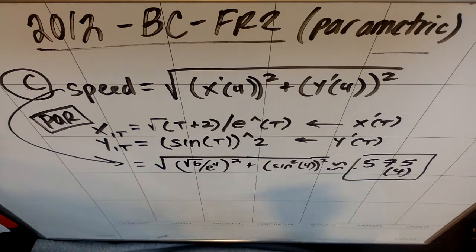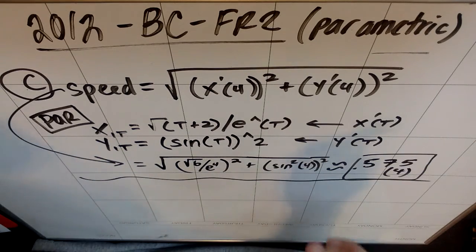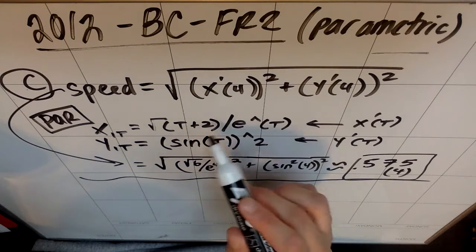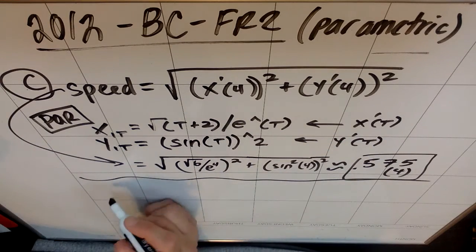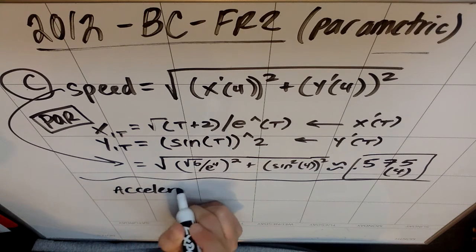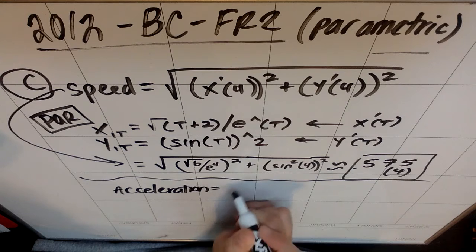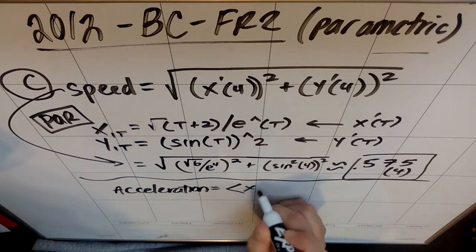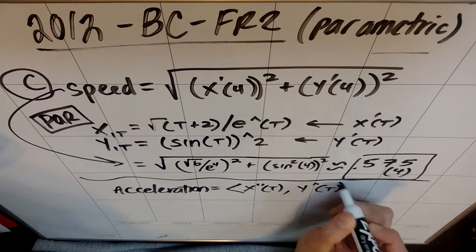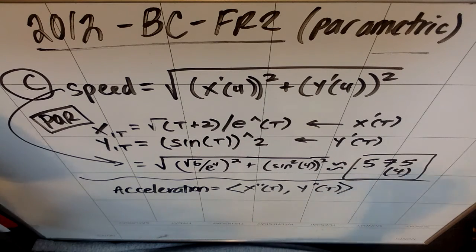The second thing you're asked to do here, and this is why I was pointing out it might actually be very worth it to you to find these in your calculator, is my acceleration. The acceleration as a vector is x double prime of t, comma, y double prime of t. It's going to be what happens if I derive both of those functions again.